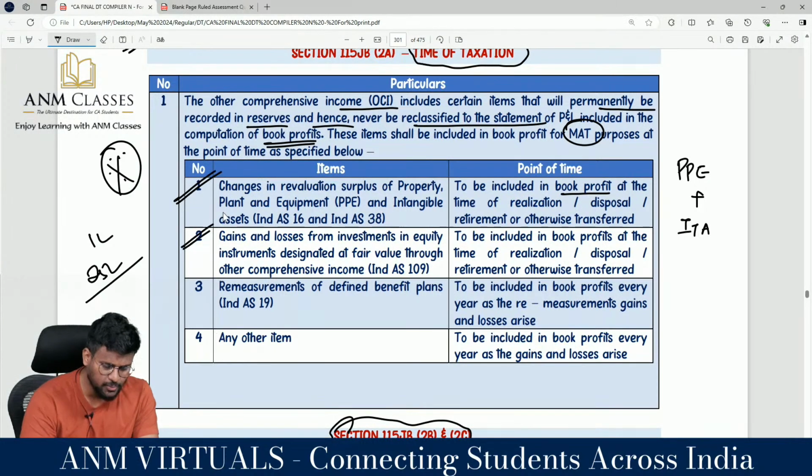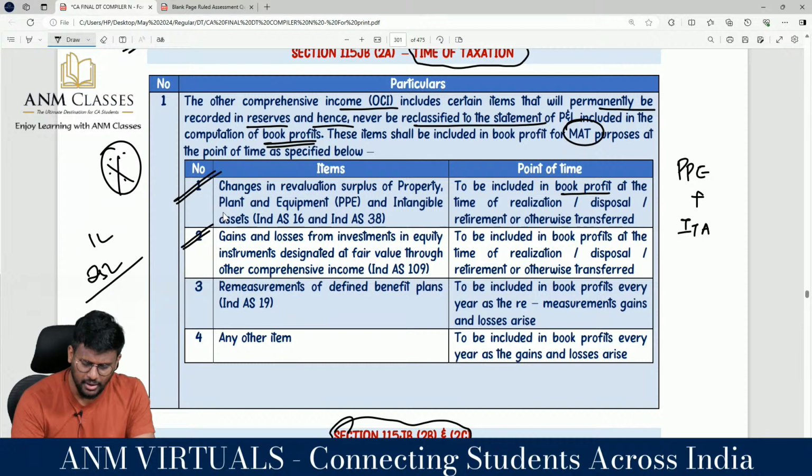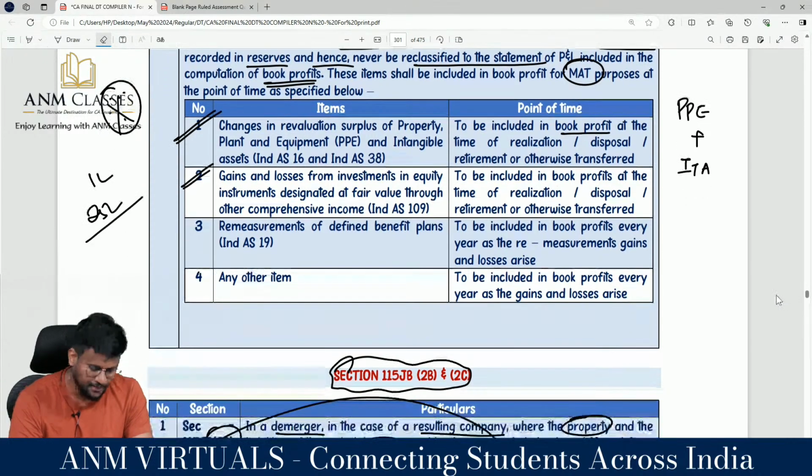Gain or loss from investment in equity instruments designated at fair value through other comprehensive income. You have invested in some equity shares, and you are marking them to market losses. So you are either debiting the P&L account or crediting the P&L account. Again, this has to be included in the book profit at the time of realization, disposal, retirement or otherwise transfer. That means both these items will not be included in the book profit at the time of creation; at the time of disposal, transfer or realization, these things will be taxed.